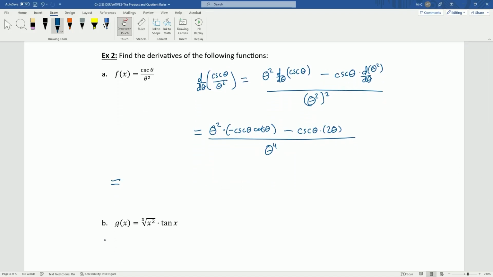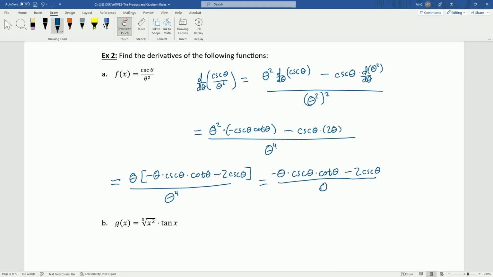All right, so let's clean this up just a little bit. I have a common factor of theta that I can pull out. After I've factored out theta, I get left with negative theta times cosecant of theta times cotangent of theta minus 2 cosecant of theta over theta to the 4th, and theta over theta to the 4th is 1 over theta cubed. So this simplifies to negative theta cosecant of theta times cotangent of theta minus 2 cosecant of theta, all over theta cubed.